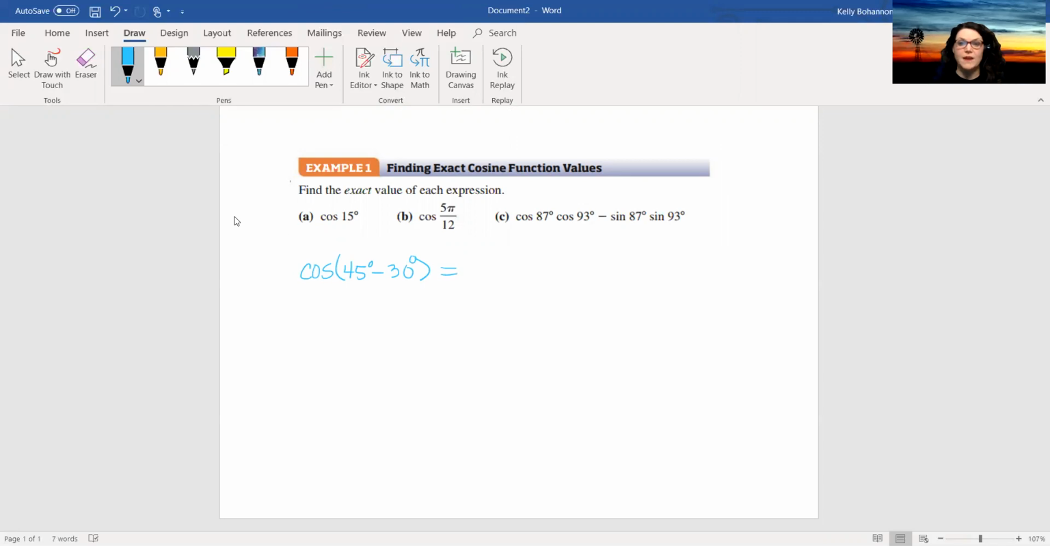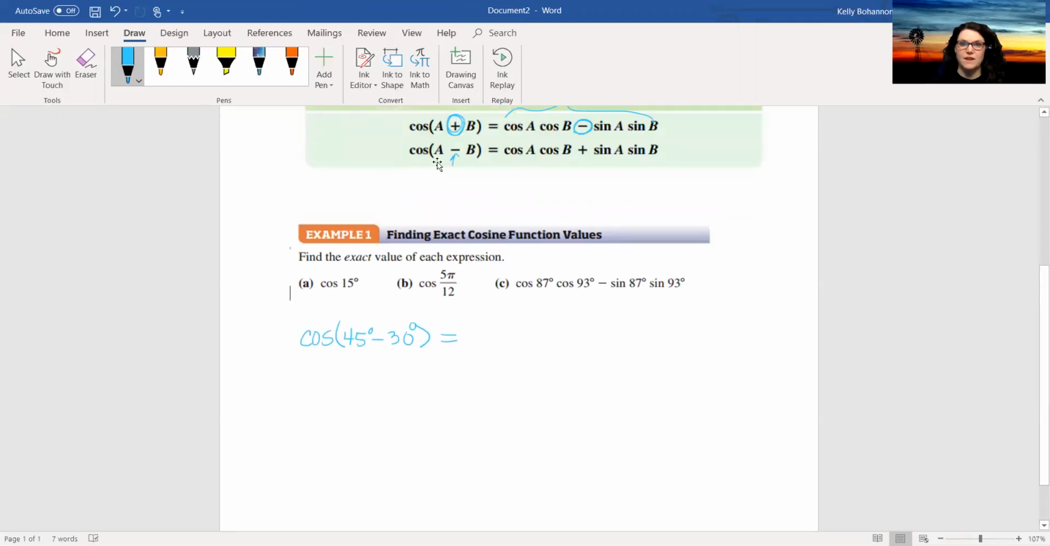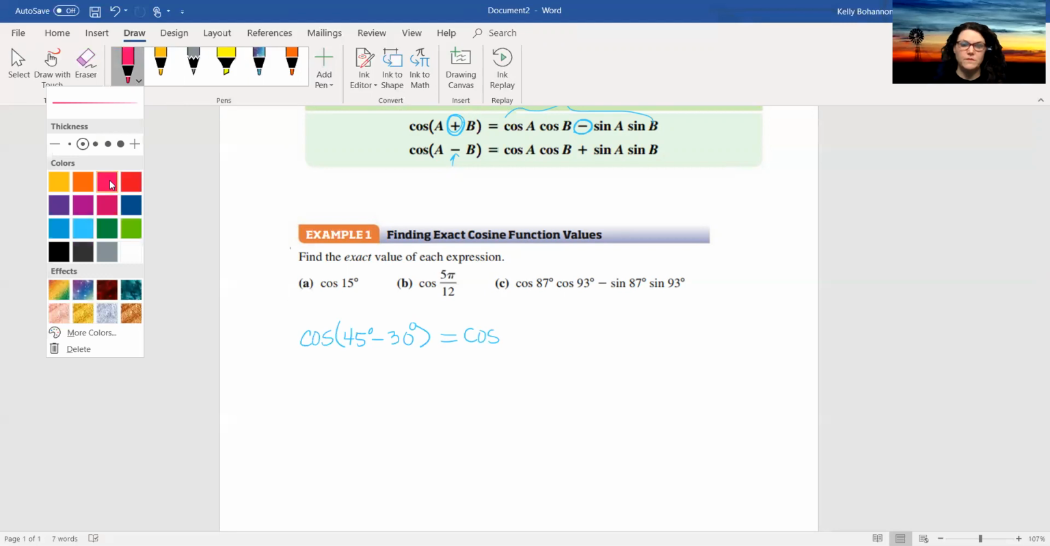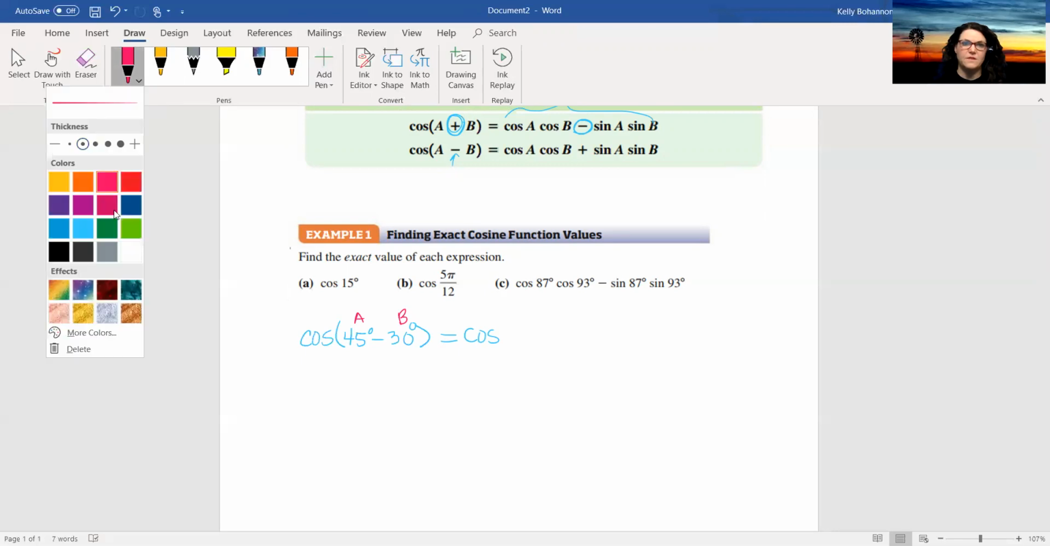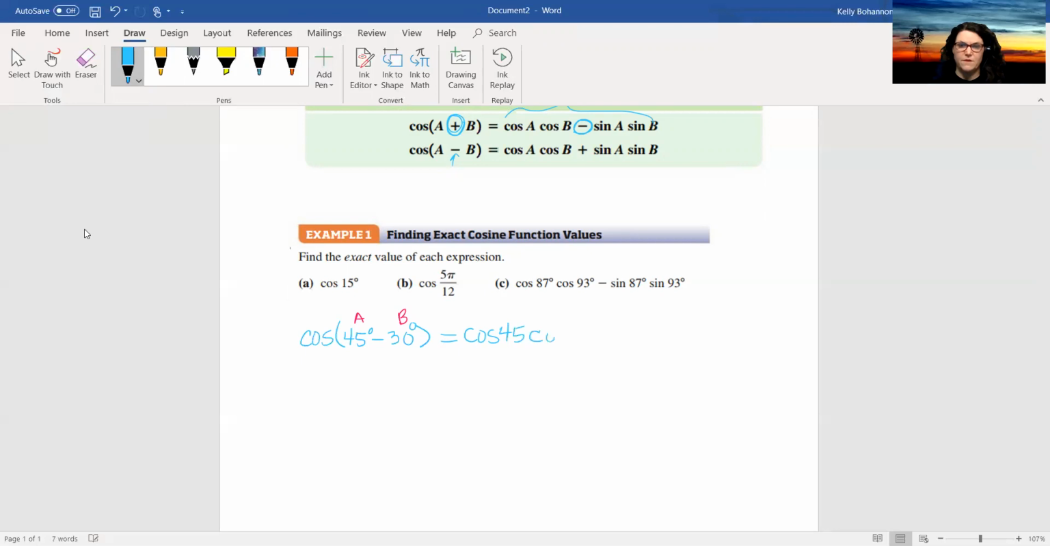Now I'm going to use my identity. Let's scroll back up and look at it, because I'm sure you haven't memorized it yet. There it is. I'm going to call this A, and this is B. So when I write this out, I'm going to do cosine 45, cosine 30, plus sine 45, sine 30. And now those are exact values that I actually know.